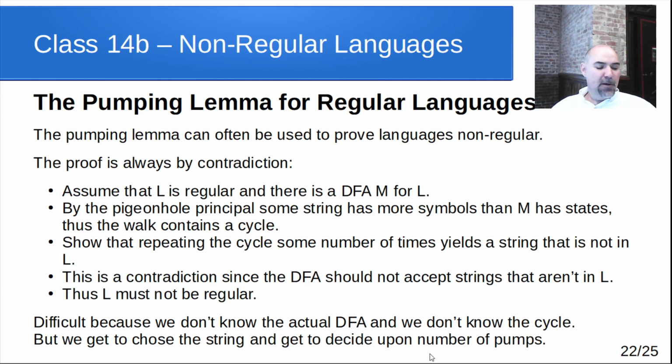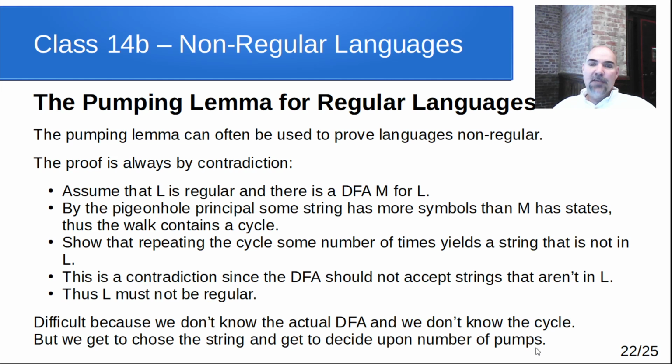The difficult part about using the Pumping Lemma to prove things is that we don't know what the actual DFA looks like. We've just made this assumption that there is one. And we don't know where the cycle is or what state it is because we don't have an actual DFA, because in most cases you couldn't create one anyway. If you could create one, then you know it's regular. But the part that makes it easy is we get to choose the string and get to decide how many times to pump that.